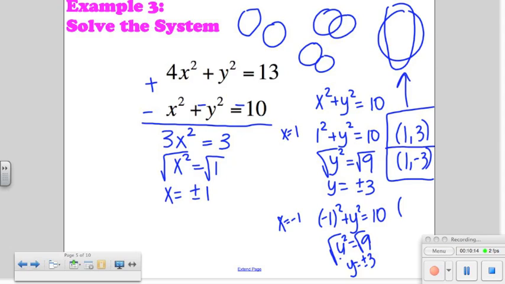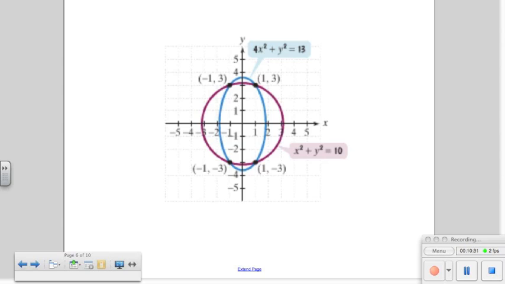So for -1, we can also have 3 or -3 as answers, and we get 2 more solutions. So this one has 4 solutions, and let's go ahead and take a look at what that looks like on a graph. You can see there's those 2 circles, and they cross 4 times.